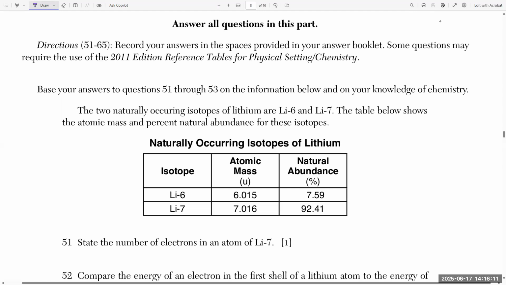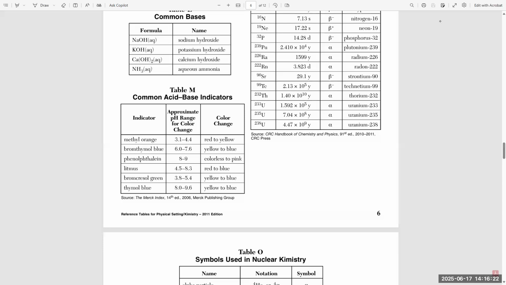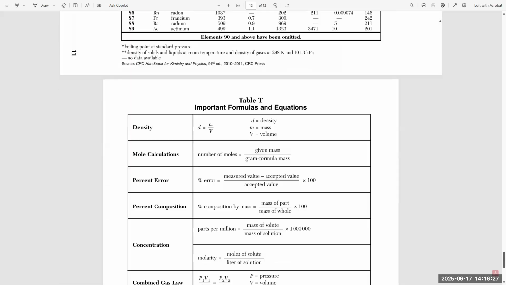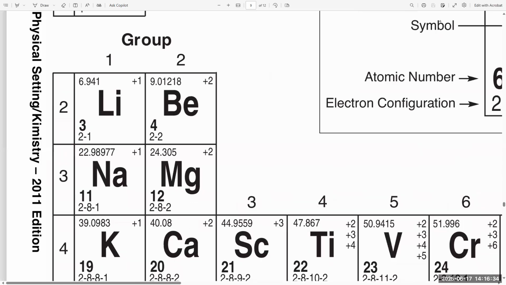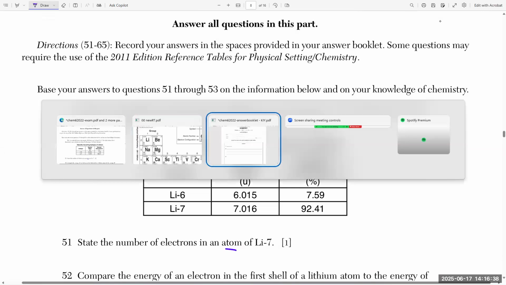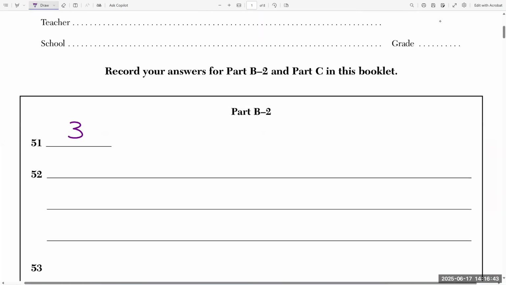Now, these are atoms, right? So atoms of lithium. What do we need to do? We need to look at the atomic number. If you look at lithium, that should be in the first group. Going to the first group, we get 3 for the atomic number. See that? Therefore the answer is 3 electrons. Let's go to 52.